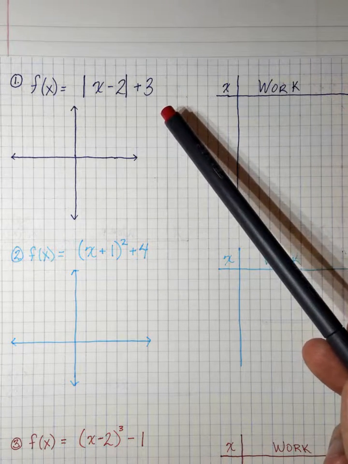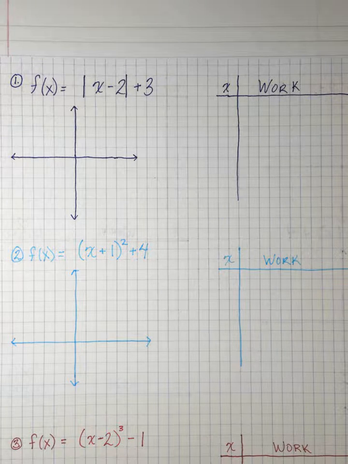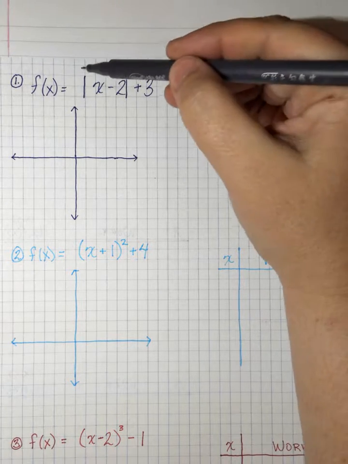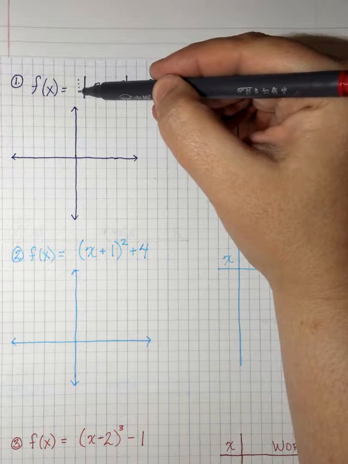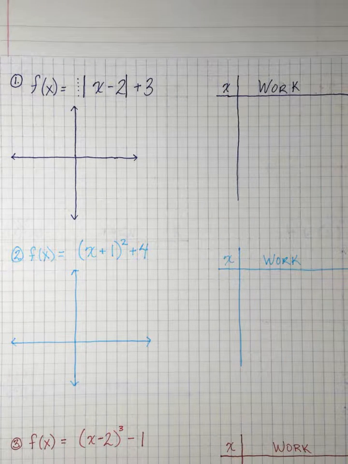And so using our notes, we want to look at the a value. Well, there's nothing outside of my absolute value, so we're going to say there's an understood positive 1 here, which means my absolute value graph is going to be a V. It's going to be the shape of a V. It's going to be concave up because that 1 is a positive number.